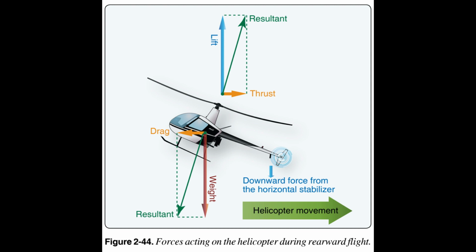Rearward flight. For rearward flight, the tip path plane is tilted rearward, which, in turn, tilts the lift thrust vector rearward. Drag now acts forward with the lift component straight up and weight straight down. Figure 2.44.